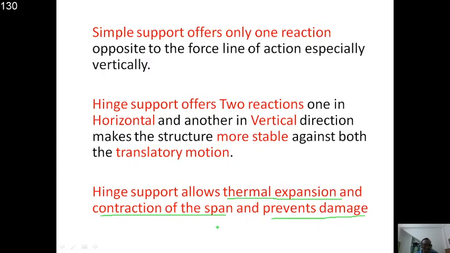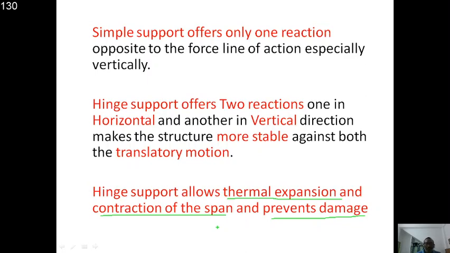Generally, if you are observing the structures under the heavy summer season, where the heat transformation is at its peak, in that time the structures absorb that heat and they start to expand. So this expansion can be allowed by the hinge support, right?